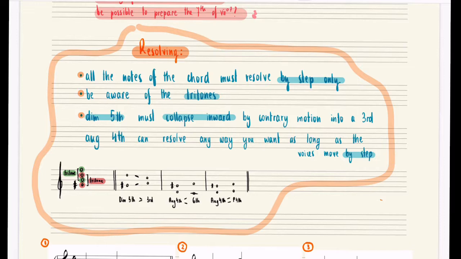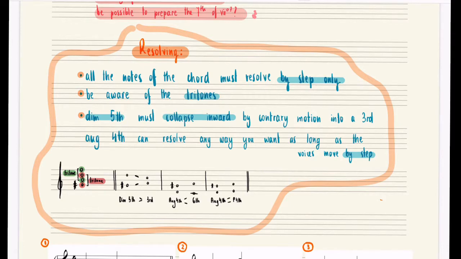The case of the 7, 7 chord is slightly different because it is not a usual 7th chord. It is fully diminished. So in this case, we are going to focus on the tritones. So the second rule for resolving is be aware of the tritones. If you spot a diminished 5th, which is a tritone, it must collapse inward by contrary motion into a 3rd. If you spot an augmented 4th, which is another kind of tritone, it can resolve in any way you want as long as the voices move by step. So with the diminished 5th, we only have one option. With the augmented 4th, we do have other options, but the voices must move by step.